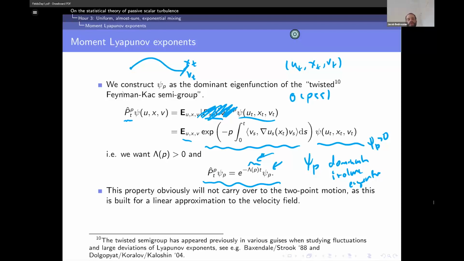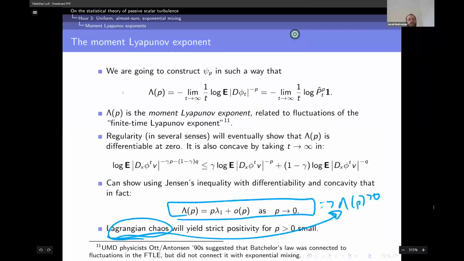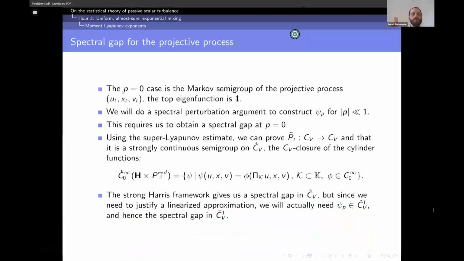So we're going to do a spectral perturbation argument. We first need to prove that this p equals 0 guy has an actual spectral gap in some kind of function space of infinite dimensional observables, and you have a dominant isolated eigenvalue. The top eigenfunction is 1, and the dominant eigenvalue is 0 because it's a Markov semigroup. But you want to know that you have a spectral gap, so that everything else decays exponentially.